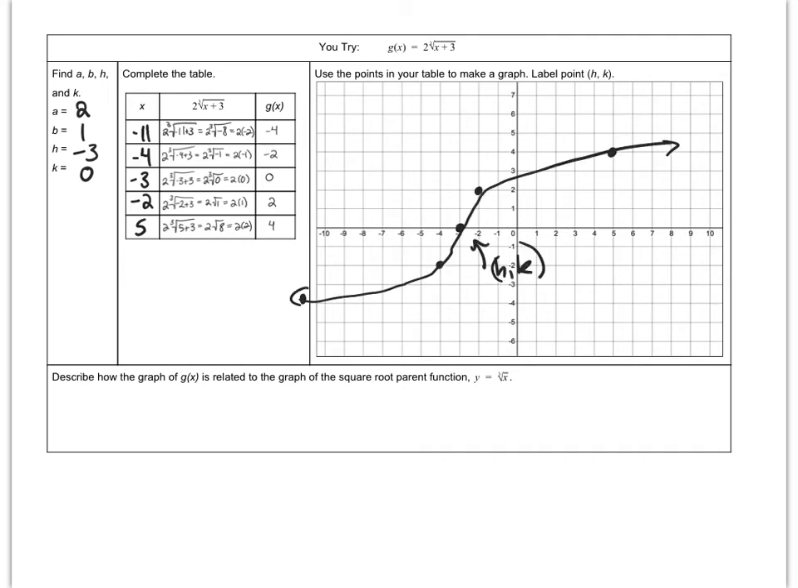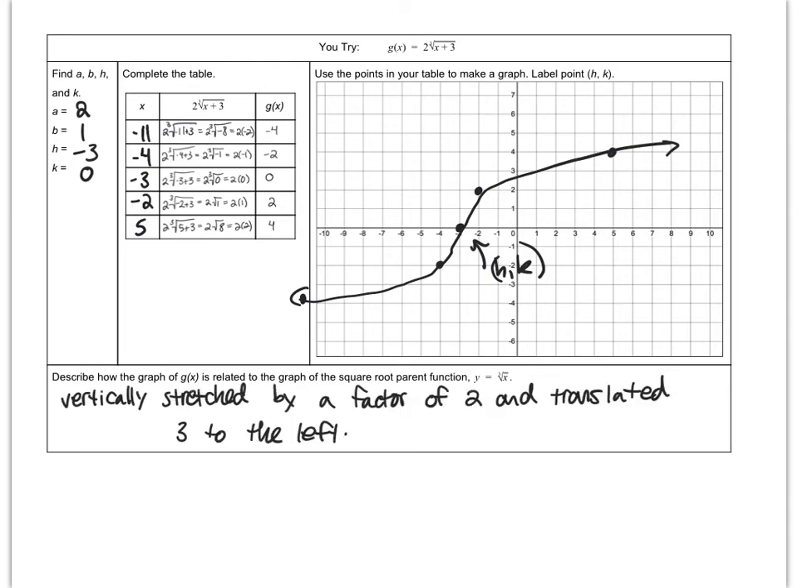So my first point is a little bit off the area of the coordinate plane that I have, but that's okay. And I can see that the point (-3, 0) is the point of symmetry for this graph. So how is this related to the cube root parent function? Well, it was vertically stretched by a factor of 2 and it was translated 3 to the left.